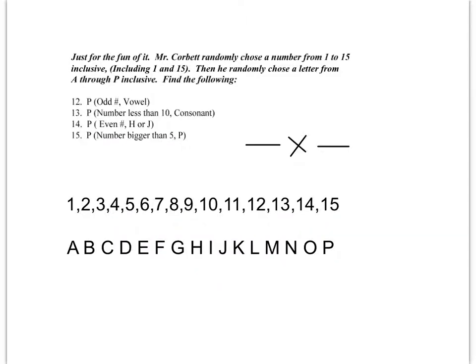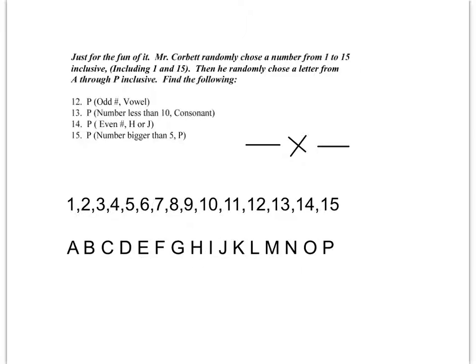Okay, let's do a couple more problems here, just for the fun of it. Mr. Corbett randomly chose a number from 1 to 15 inclusive. That means it includes 1 and 15. Then he randomly chose a letter from A through P inclusive, so again, including A and P. Find the following. I've listed out, here's my first bucket, all the numbers 1 through 15. Here's my second bucket, all the letters A through P.